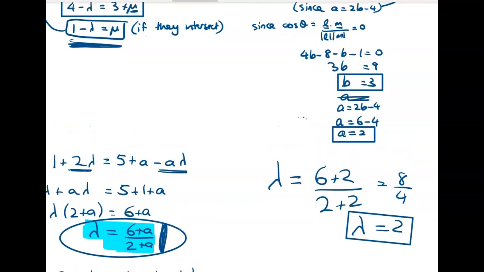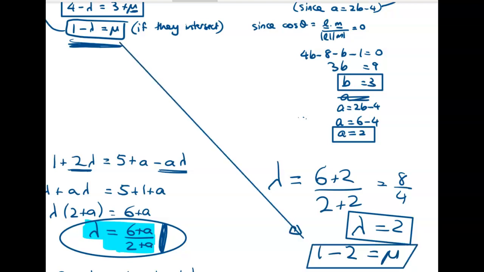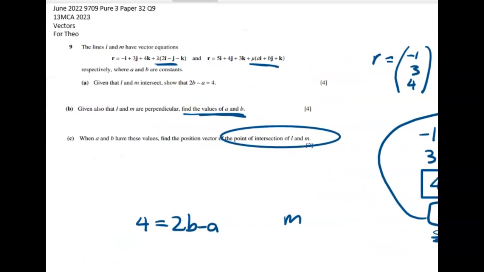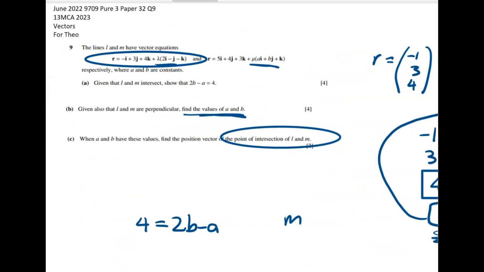And that means that 1 minus 2 is equal to mu. So that one is coming from there. So lambda is equal to 2. Actually, I don't think I need both of them, do I? I just need one of them. Right, so from lambda equals 2, I can take this and I can pop it back in my very first equation because that's going to give me the position vector. Right, so working in here, we can work with line L, and we know that that intersection point is going to be at lambda equals 2. So the very last thing we've got to do is to substitute that in.